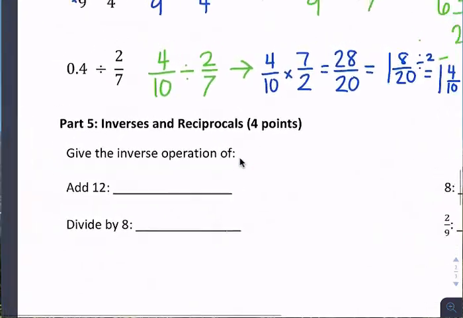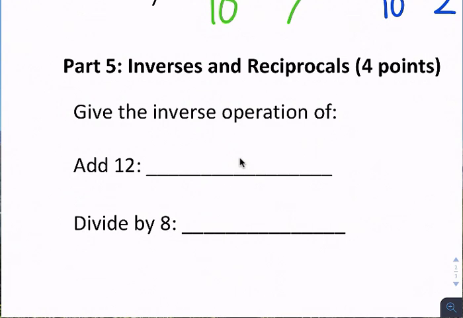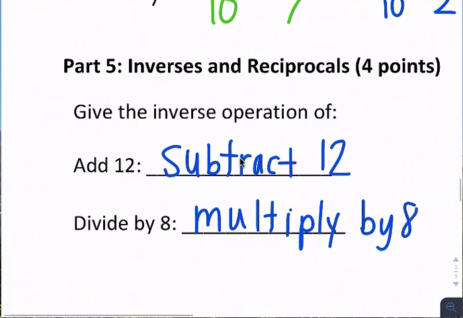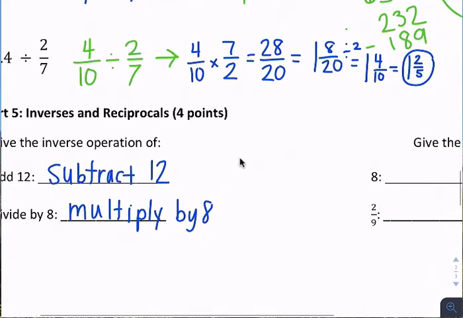All right, inverses and reciprocals. So, give the inverse operation of add 12. Now we're looking for the operation that would undo adding 12. That's going to be subtract 12. And then the inverse operation of dividing by 8, well, the opposite of multiplying is going to be dividing, or dividing would be multiplying and vice versa. So we're going to multiply by 8. All right, so that's inverse operations.